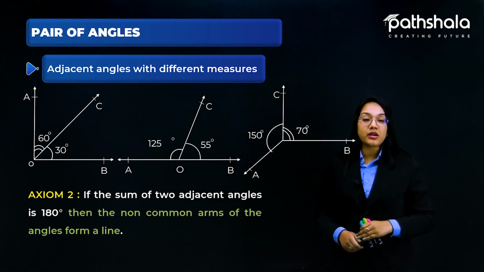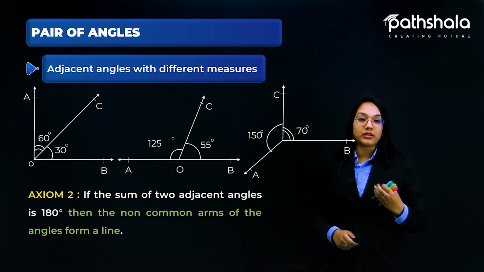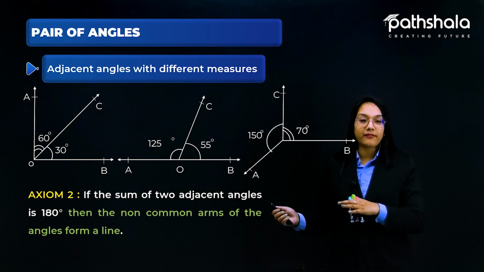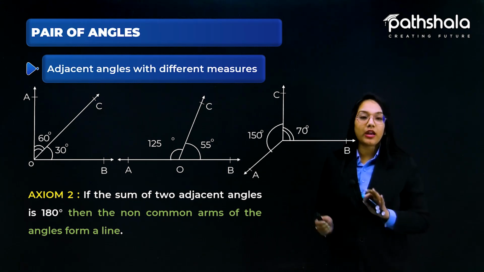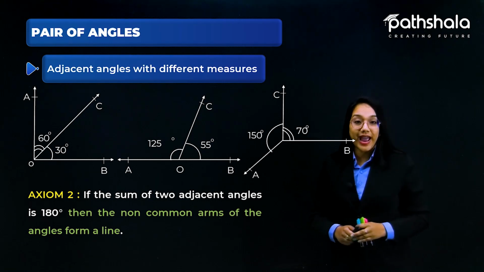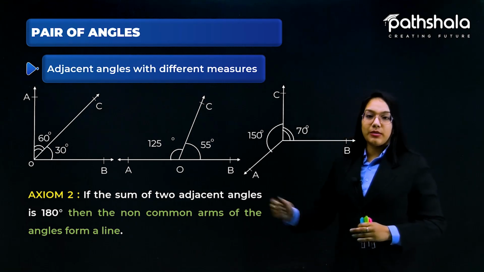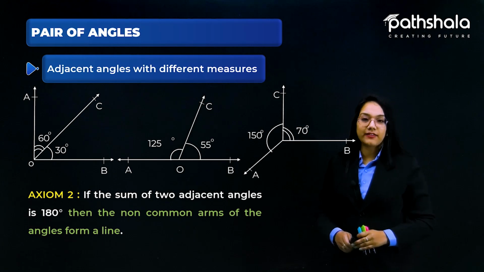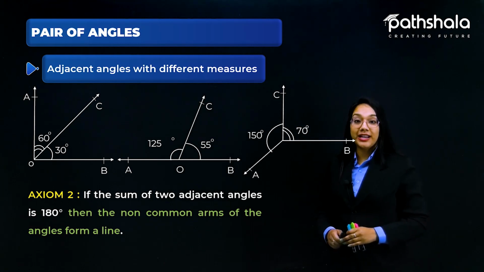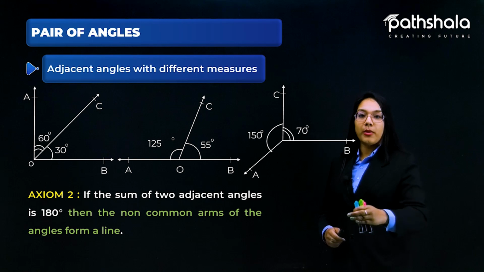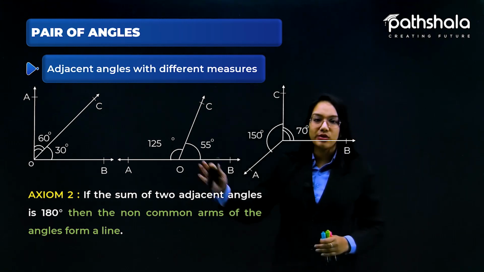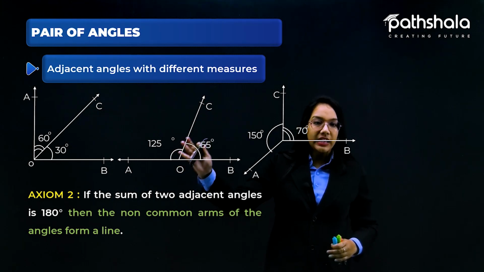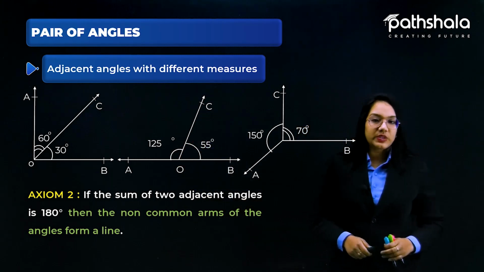So hence axiom number 2 can be stated as: if the sum of the two adjacent angles is 180 degrees, then the non-common arms of the angles form a line. We can give the statement we already discussed as the converse of axiom number 1, and rewrite it as an axiom, which is axiom number 2. And you can see this all by yourself because of this second figure.